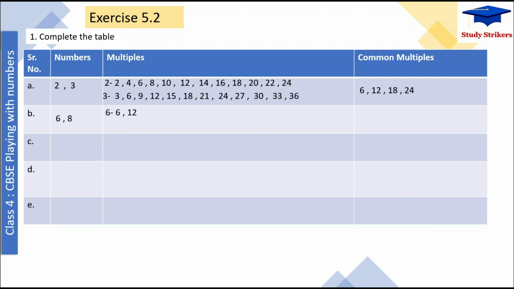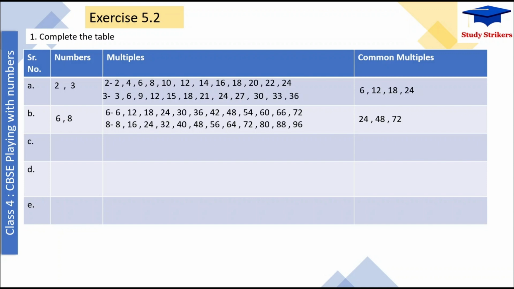Next we got 6 and 8 together. So multiples of 6 are 6, 12, 18, 24, 30, 36, 42, 48, 54, 60, 66, 72, right? First 12 numbers we are taking. Multiples of 8 are 8, 16, 24, 32, 40, 48, 56, 64, 72, 80, 88 and 96. So their common multiples are 24, 48, 72.